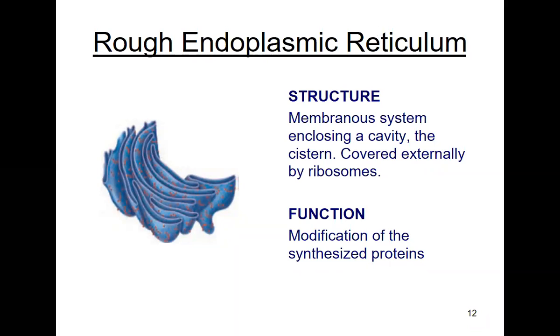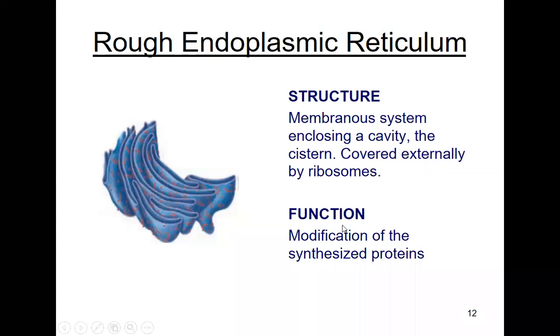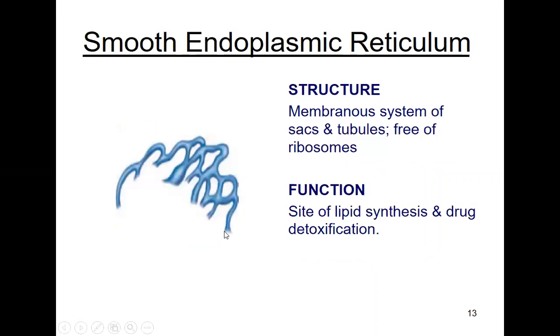What is the function? They help in the modification of the synthesized protein. The function of the ribosome is synthesis of proteins. Then the function of the rough endoplasmic reticulum is modification of the synthesized protein. The proteins which are already produced are modified by the rough endoplasmic reticulum.